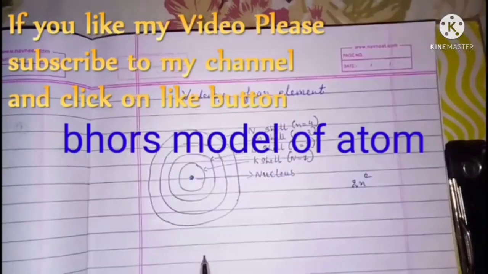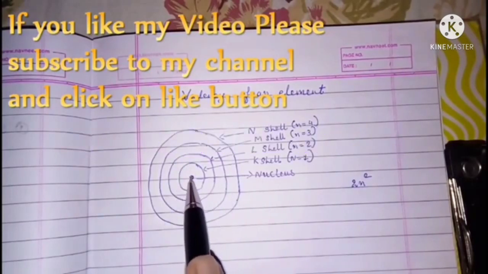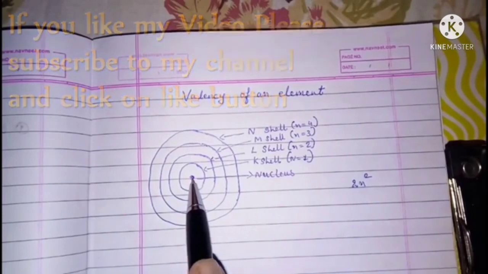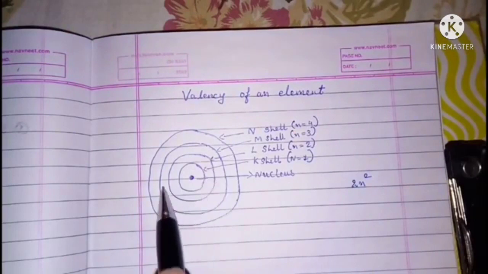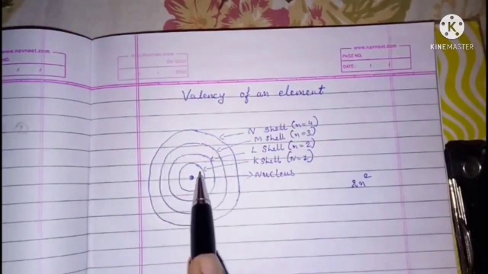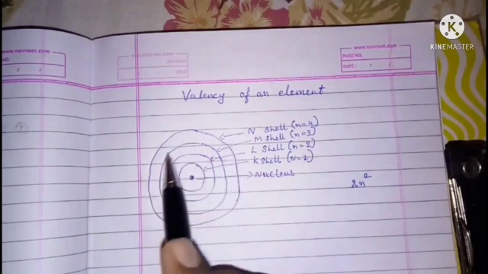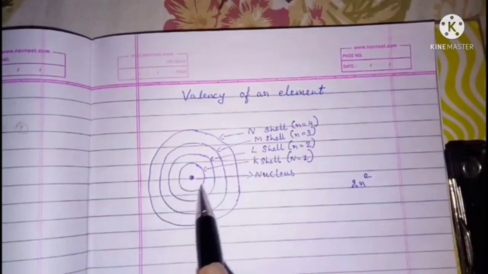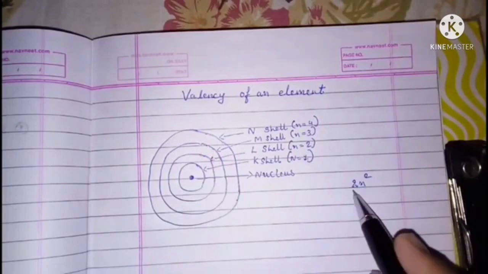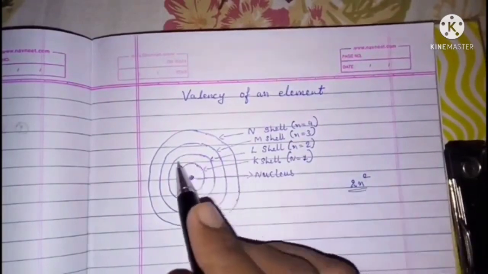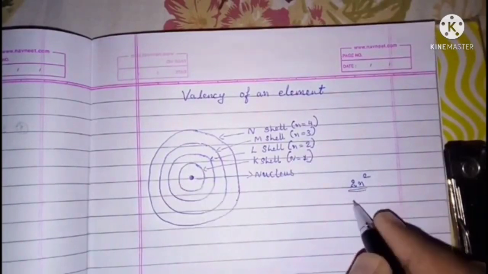Now, in order to understand valency, we need to know Bohr's model of the atom. See, this is the nucleus. Around the nucleus there are many orbits. All these orbits are designated as K, L, M, N, or else you can say first orbit n equal to 1, second orbit n equal to 2, third orbit n equal to 3. How many electrons are there in each orbit? 2n square. In each orbit, 2n square electrons are there.